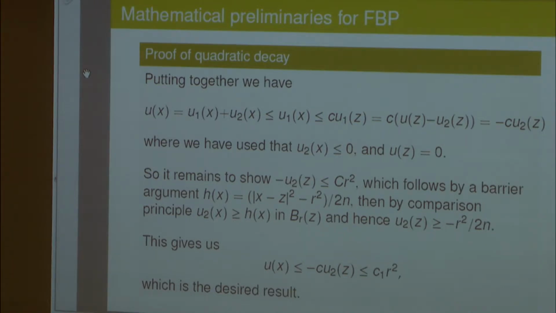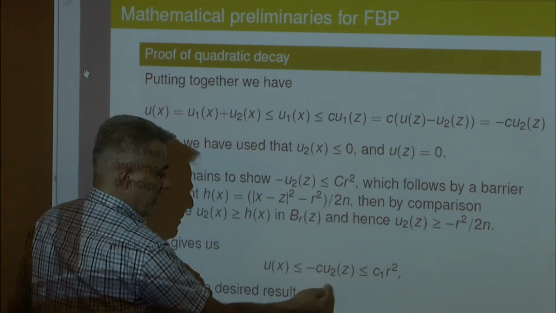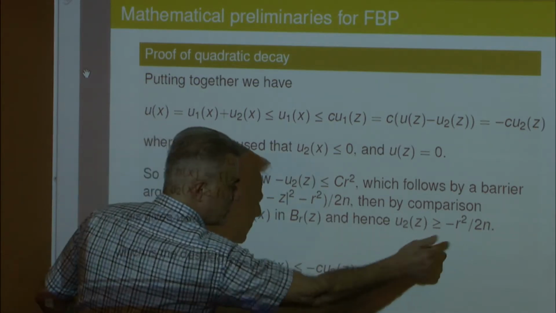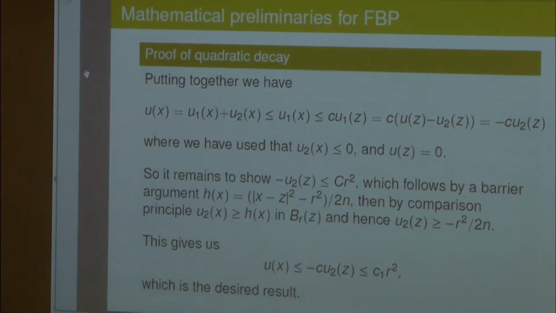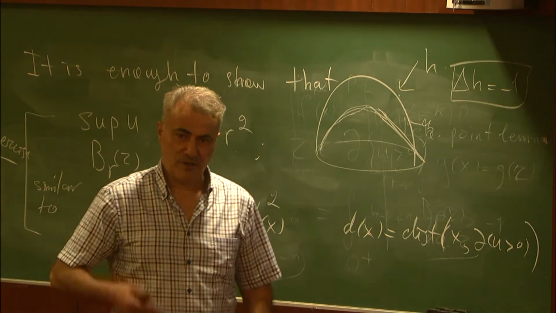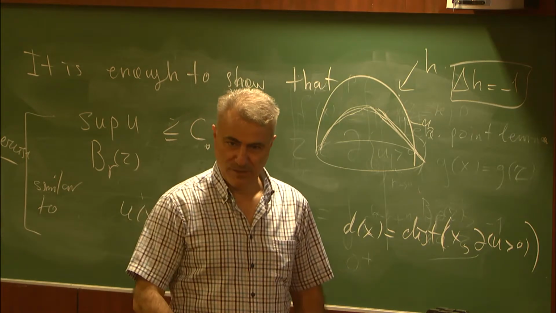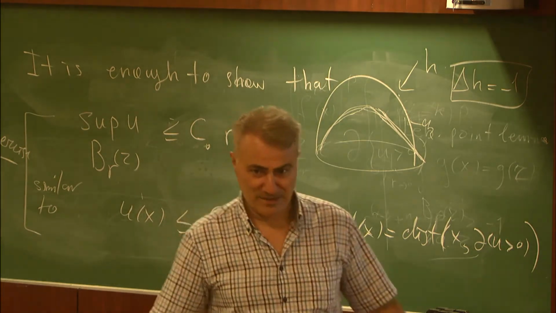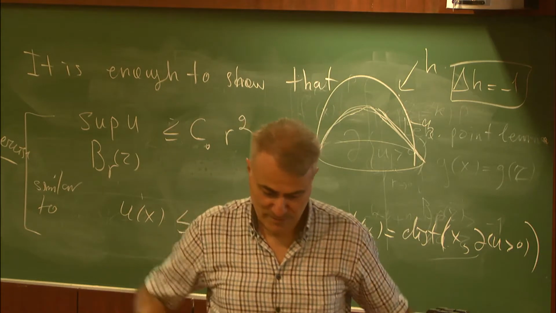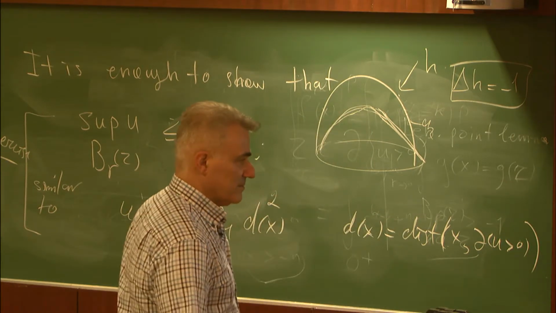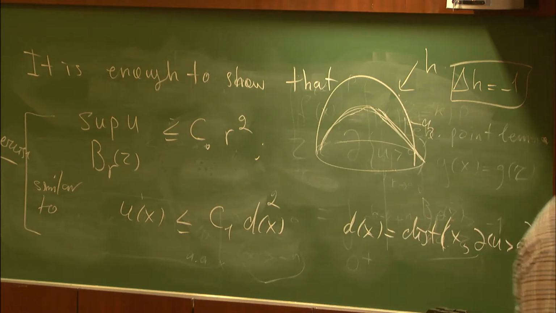So u from here is less than that guy, but that guy, according to this, is less than some constant c times r to the power 2. And that's exactly what we want to prove. So it says that if this is the free boundary, and I walk towards the free boundary, the value of the function drops like r to the power 2, like a parabola. It will still be a very nasty picture, but I know that it goes parabolic. And that's the result.